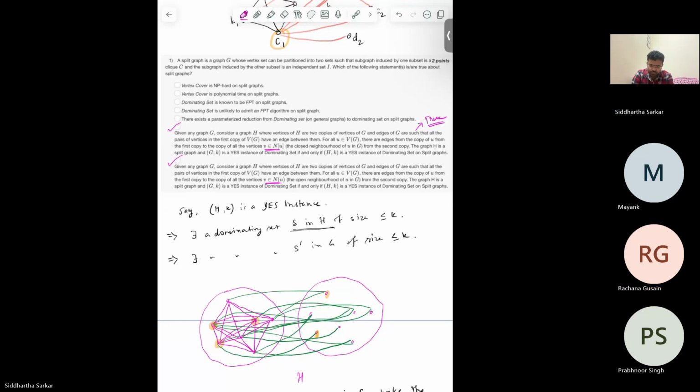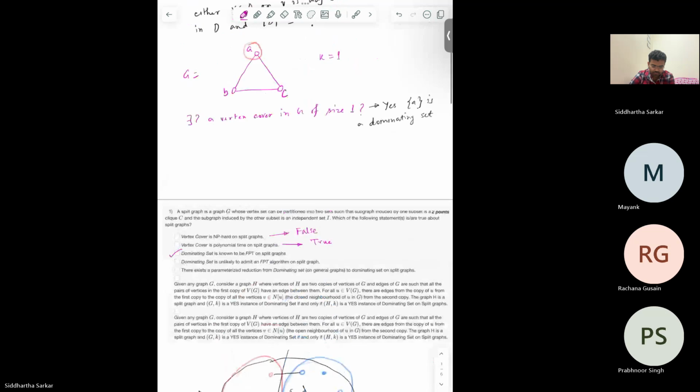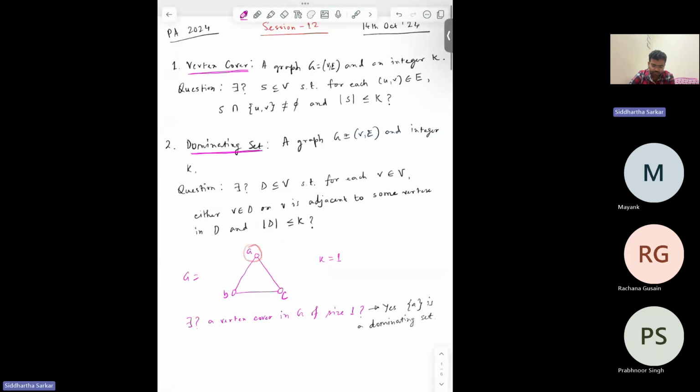So Siddharth, yes, can you give a quick review of the problem once again? Okay, fine. So we are looking at dominating set. So this is the definition of dominating set.